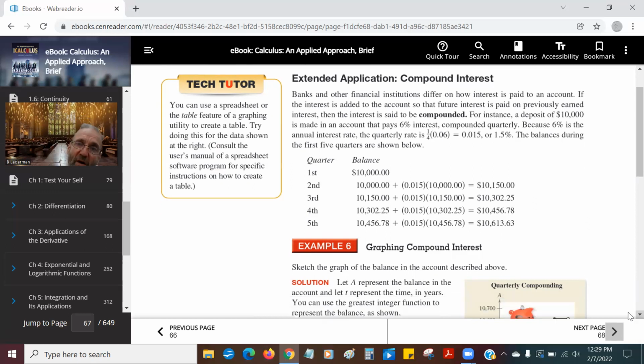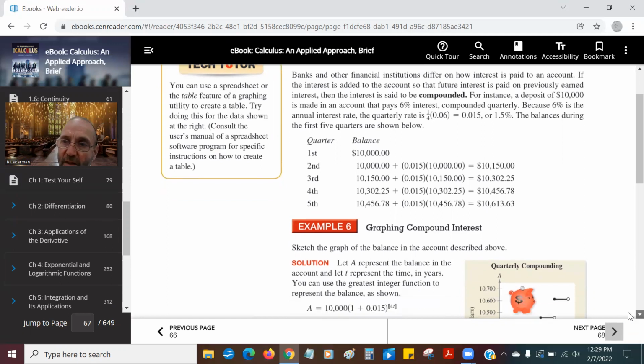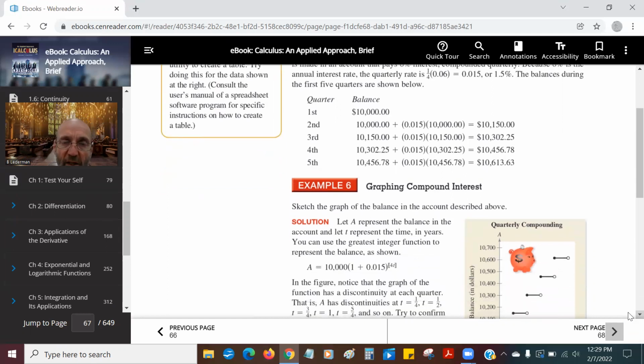Now, there's a limit of how much money you can get. It's not like you can compound it quarterly, daily, or even every second. It'll always be more, but it's not going to be infinitely more. It'll balance out and reach a point as high as it goes.